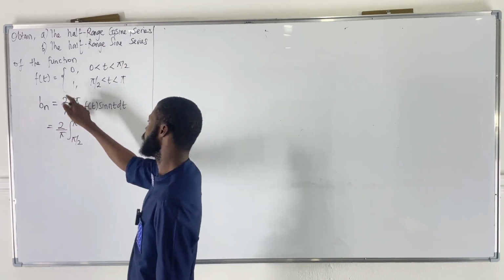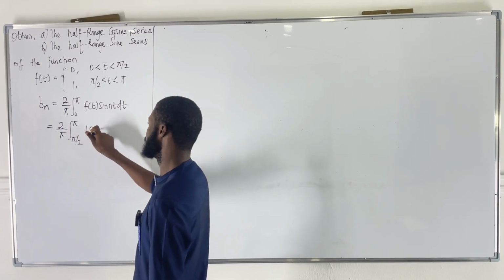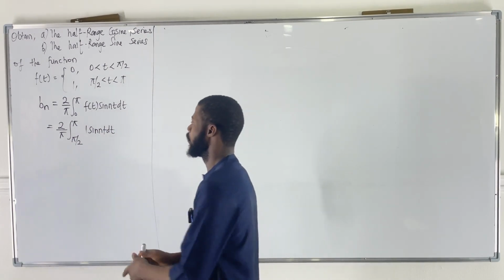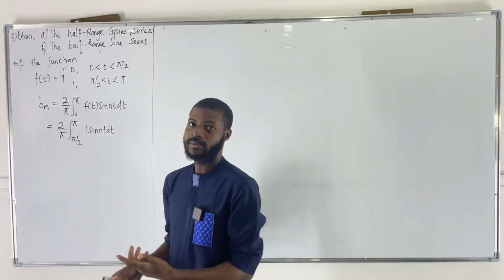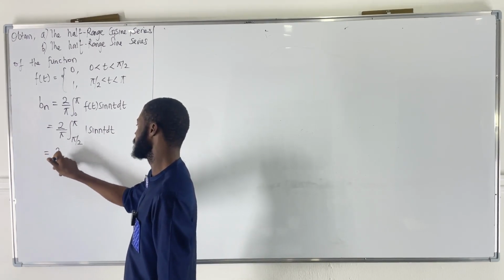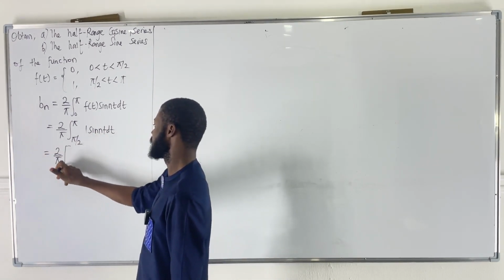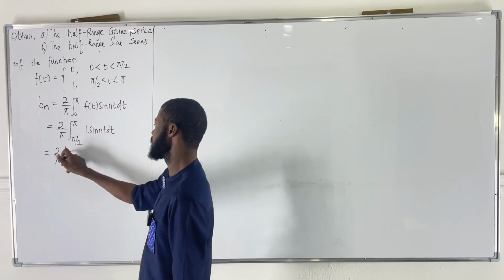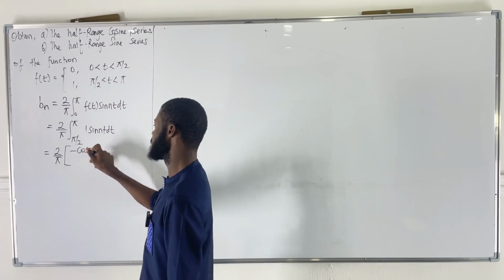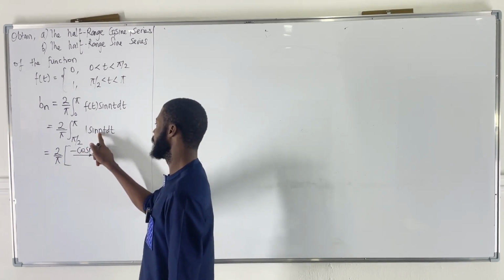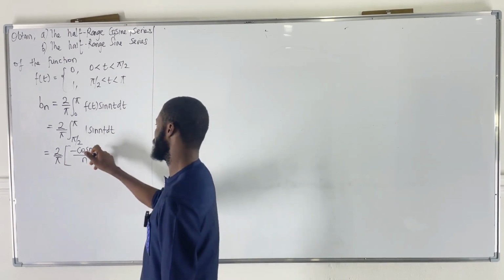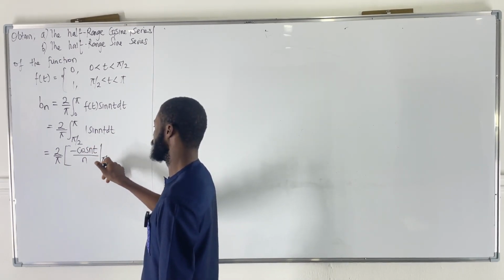The function is 1, and then sine nt dt. That's what I have. Now, 1 times anything is that same thing, so I really should not stress myself. So this is 2 over pi. Then if I integrate sine, I'm going to get minus cos. So this is minus cos nt over n, because when you differentiate nt, you will get n, so you have to divide by that very n. And this is from pi over 2 to pi.